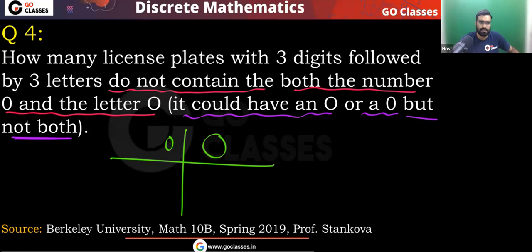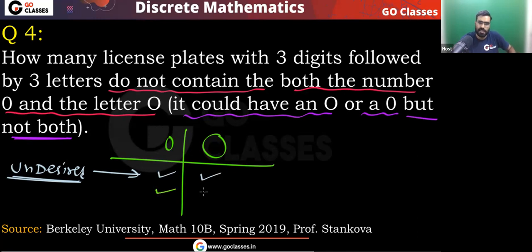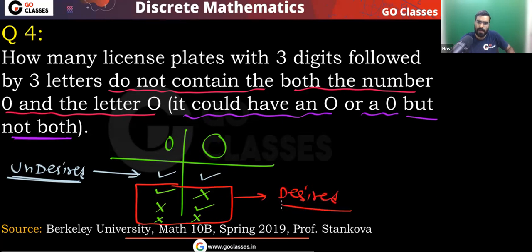Now you tell me, which case is undesired? Where this is also there, this is also there. This is the undesired case. Remaining all are the desired cases. Like this case is desired, this case is also desired, and this case is also desired. So remember, these 3 cases are desired. The only undesired case is when both of them are there.